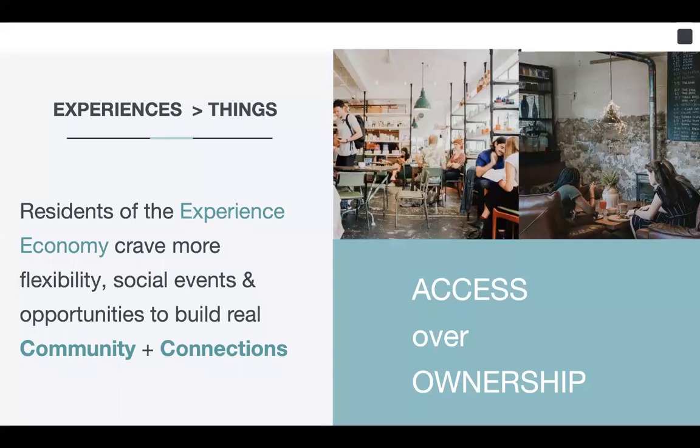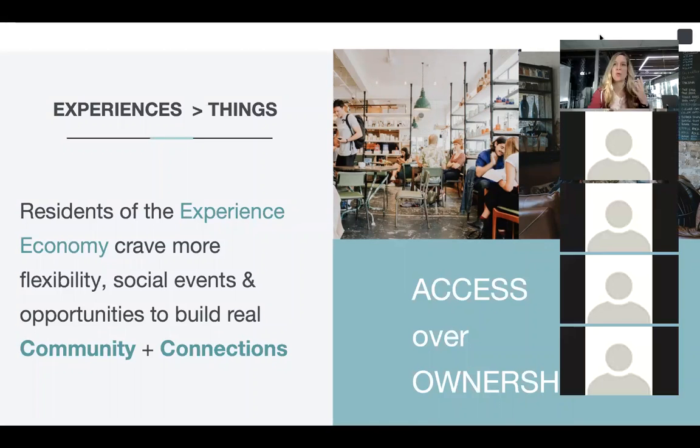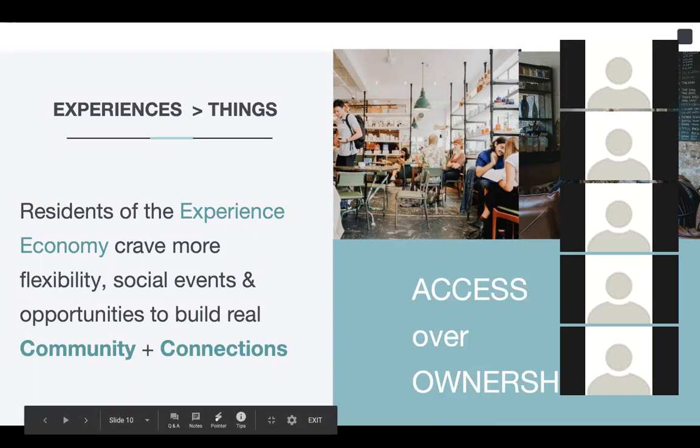We all know we now live in an experience economy. Experiences over things. You can see it on Instagram every day. It's the experience pictures, not the pictures of a watch or a fancy car. Residents crave the experience economy. They want flexibility. They want social events, opportunities, and they really want to build real community and connections. And that's huge.